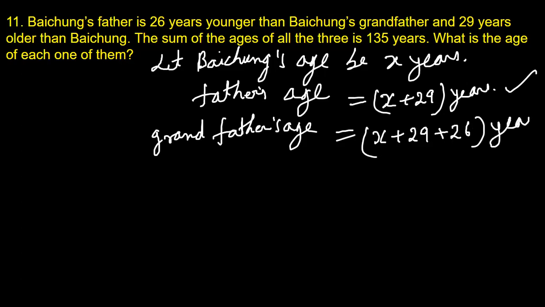This means the grandfather is actually x plus, is this 55 or 61? Just one moment. 29 plus 26 should be 55. Yeah, that's correct. x plus 55 years.